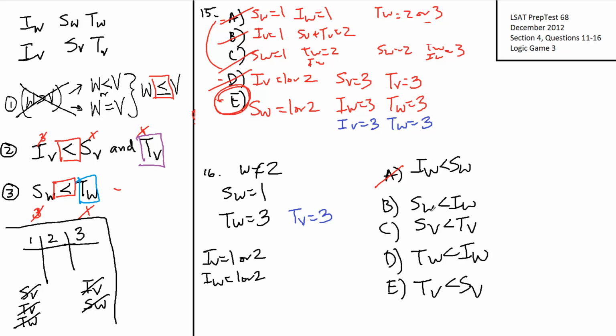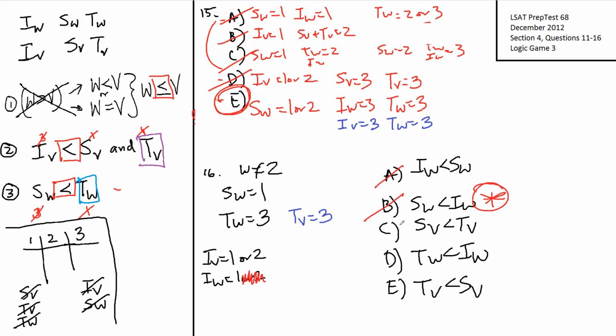Okay, how about B? SW is less than IW. This seems like it has promise, right? Because what if SW is 1 and IW is 2? Except, oh, hold on a second. Remember that there's no 2-day website targets, right? So it turns out that IW has to be 1, regardless of whether IV is 1 or 2, which means that 1 is not less than 1. Answer choice B is tricky, but it's not the correct answer.